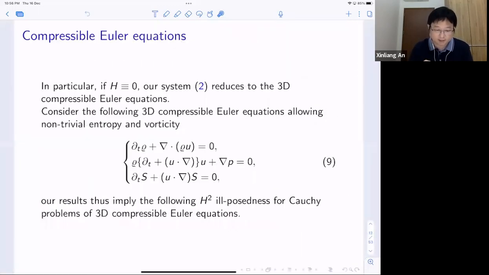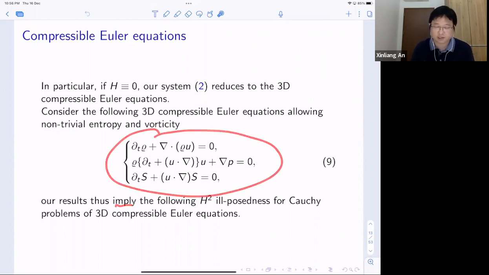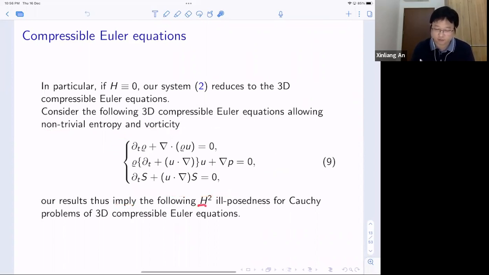For another remark, if we let H be zero, our MHD system reduces back to the 3D compressible Euler equations. This is the system we reduce to. We allow non-trivial entropy and non-trivial vorticity. So our results imply that this physical system, the 3D compressible Euler system, will be H2 ill-posed.